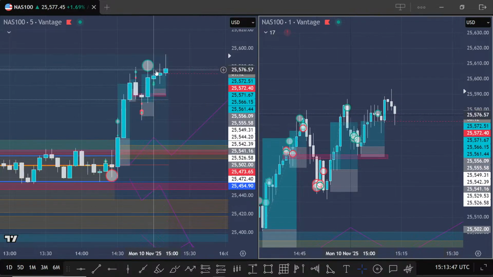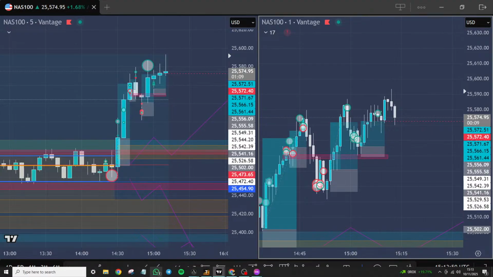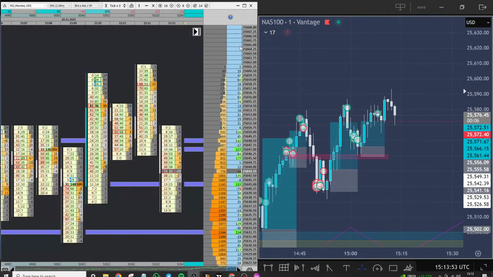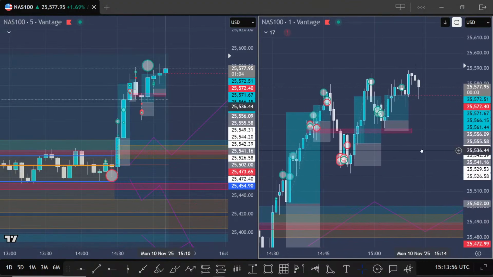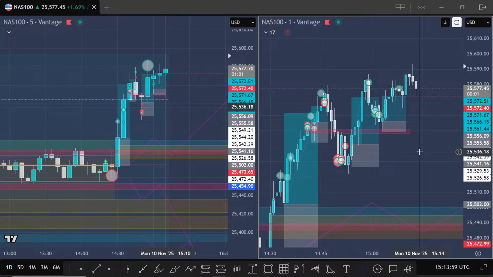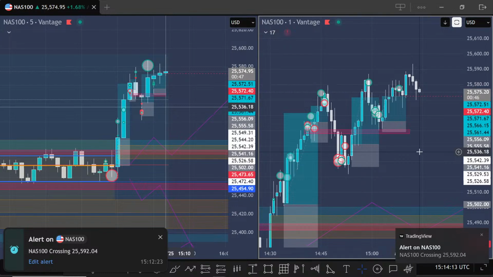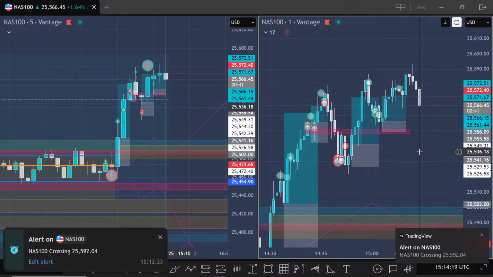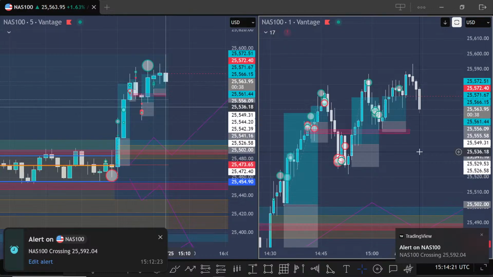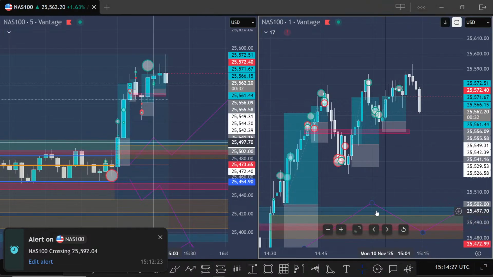You see here we're not really breaking much in terms of price, so every move is less. Next step is aggressive sellers.